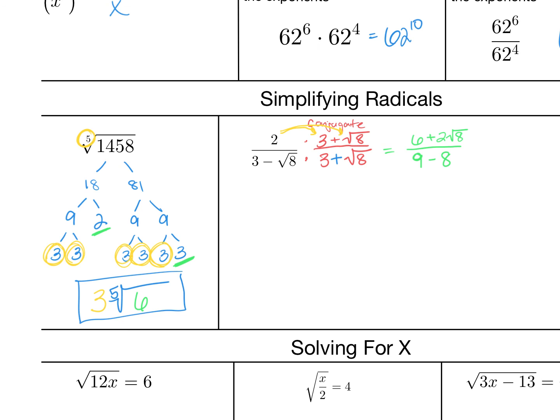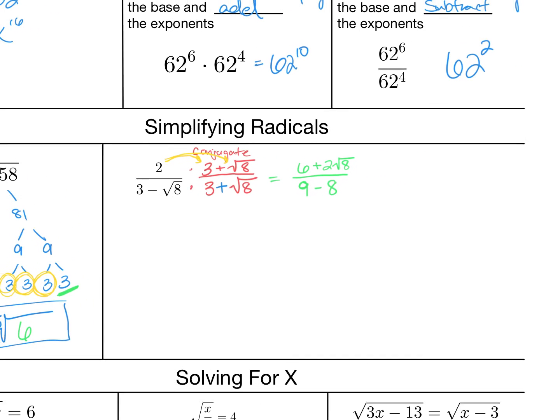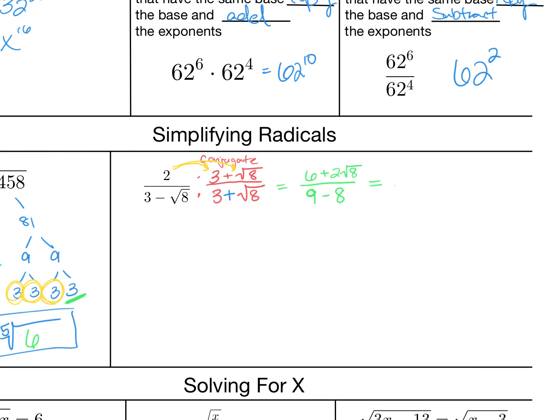Next, we're going to simplify the bottom. 9 minus 8 equals a positive 1. And there's nothing I can do to simplify the top except to undo what I just did, which doesn't make sense. So anything over 1 is just itself. We are going to just copy the top, and that is our final answer.